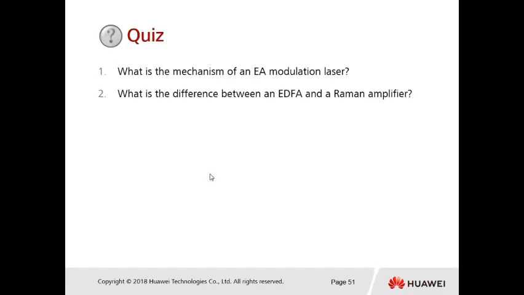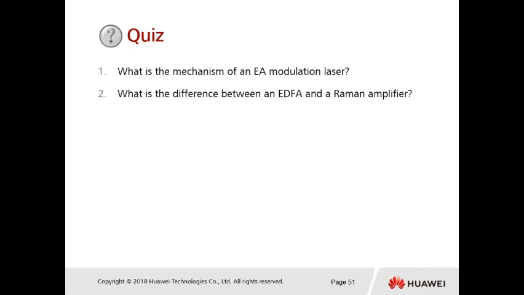Okay, so we have two questions for this chapter. Question one, the mechanism for EA modulation lasers. I think the answer will be very clear. The EA modulation does not directly modulate the light source. In this modulation method, an external modulator is used on the output path of the light source to modulate the light wave. This modulator is equivalent to a switch.